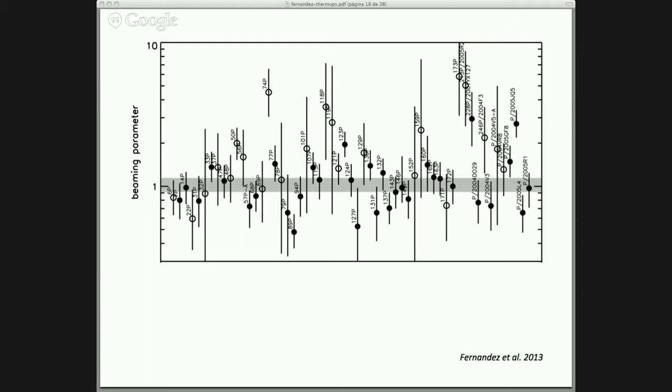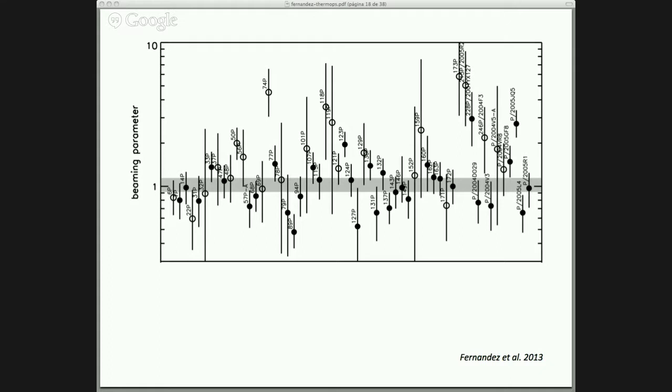So this is a scatter plot of all the beaming parameters. The y-axis is beaming parameter. It's just comet by comet here, right? And there's 57 of them. The open symbols are comets for which there was a little bit of extended emission and we had to extract a nucleus. The closed symbols are comets where it was just a point source, so we didn't have to extract it. They were already bare, right?